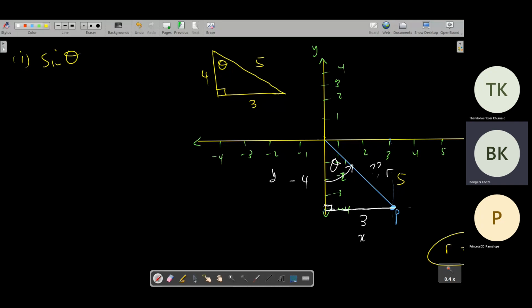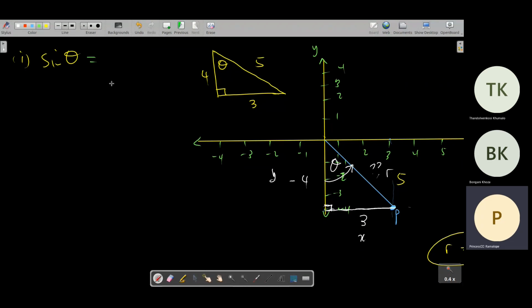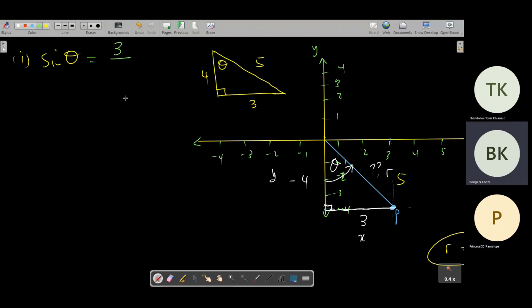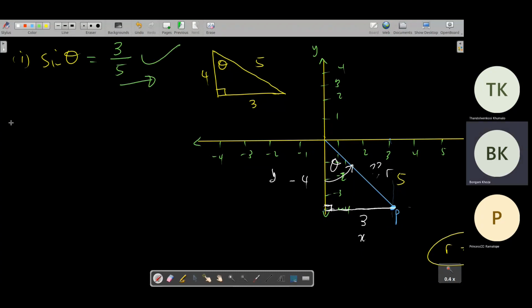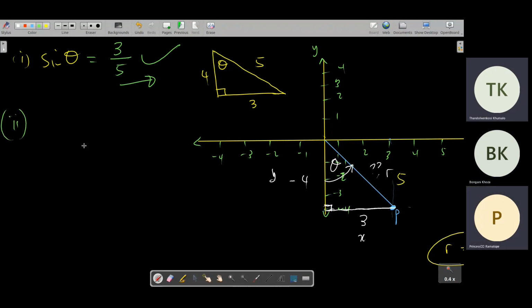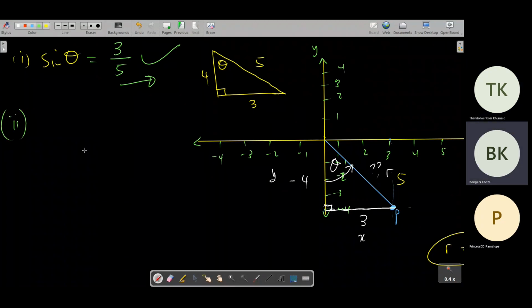So which side is the opposite? Sine theta is opposite over hypotenuse. Which side is opposite? 3. Hypotenuse? 5. Good. You were asked to find sine theta, not theta.